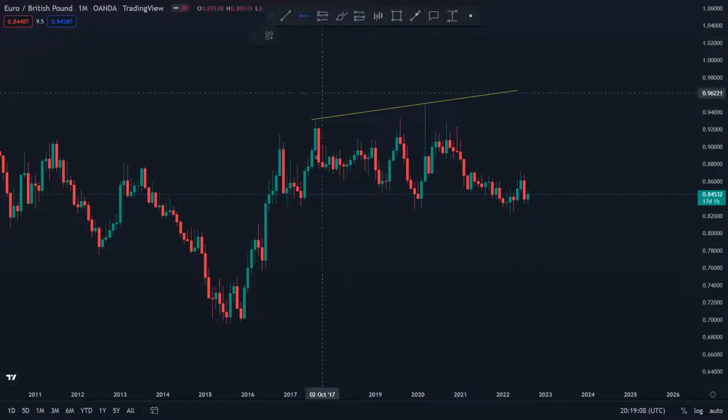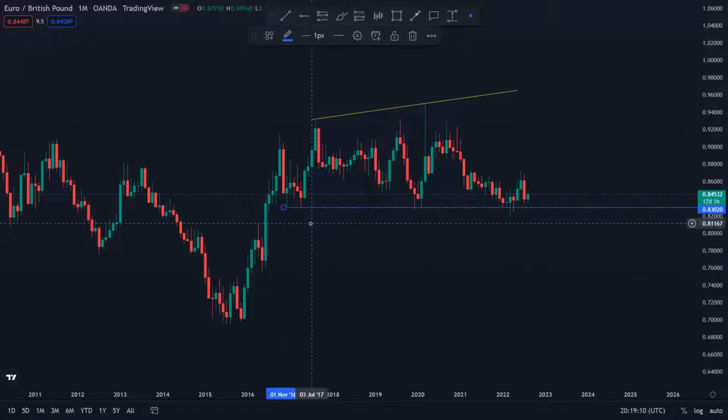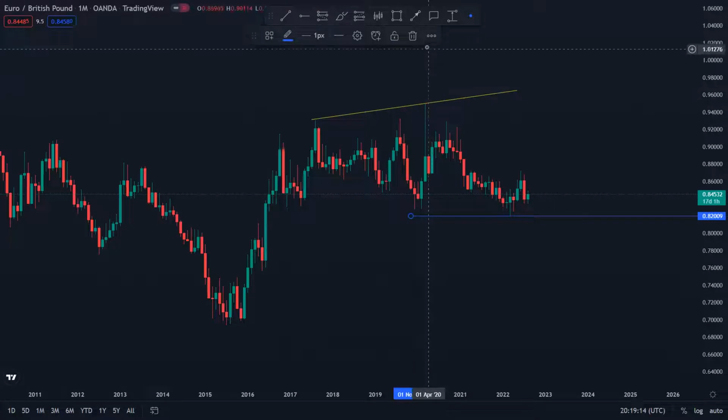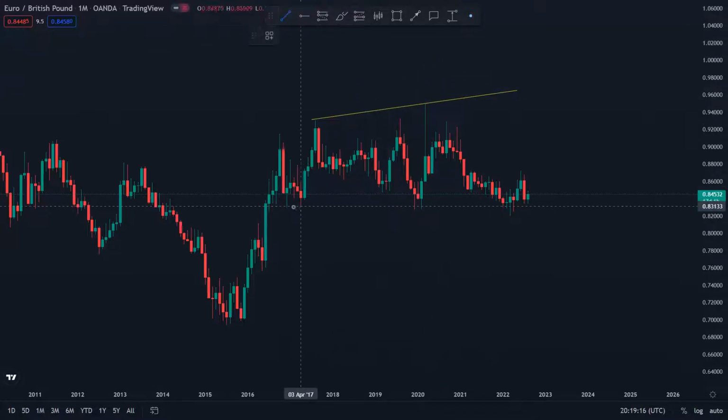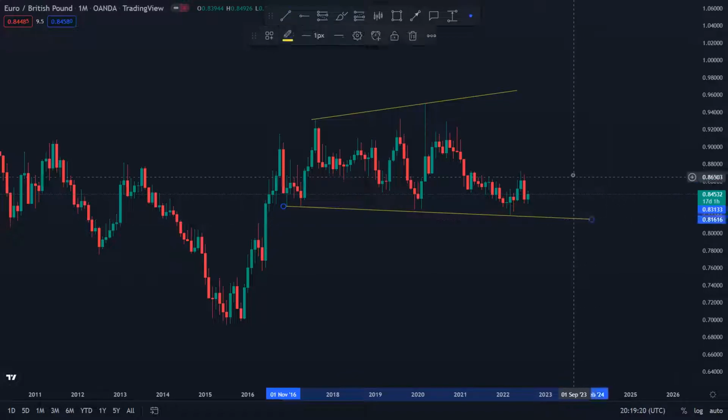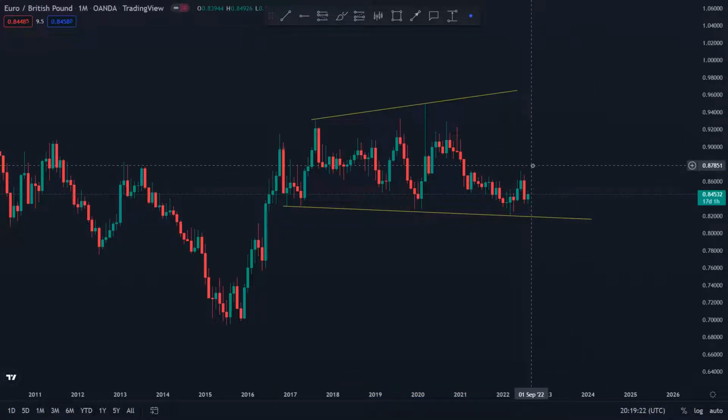Start by drawing out our structure. Our lows of the market, so we have our low of the market. So let me move this one. A nice pattern here in the market.